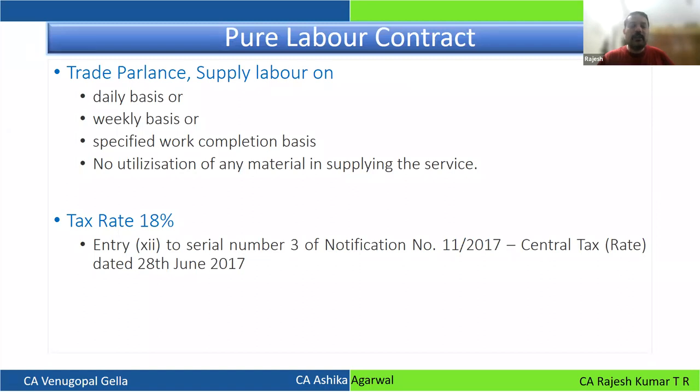In addition to material not being used, payment may be on a daily basis or weekly basis, but the scope of work should be for the construction. That is more important, which we need to keep in mind. Okay, right, Ashika, you can proceed.